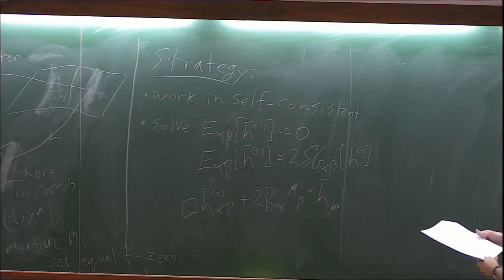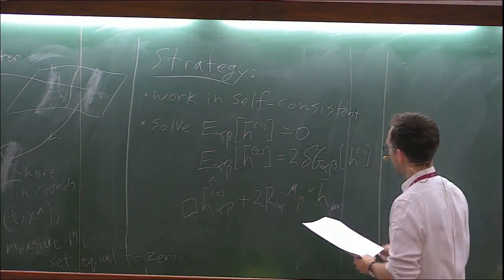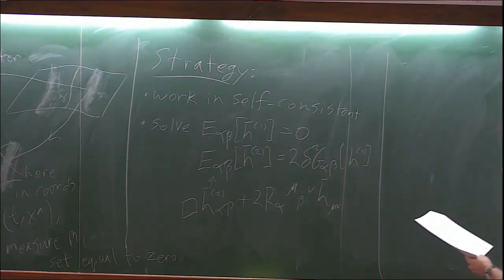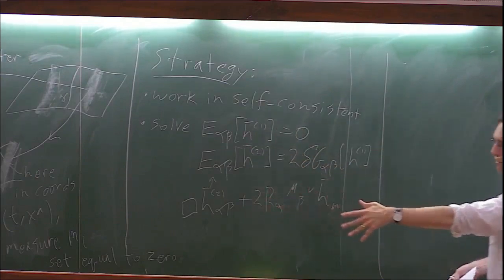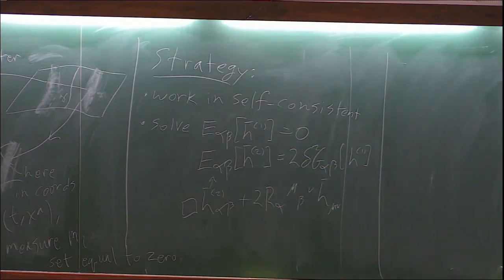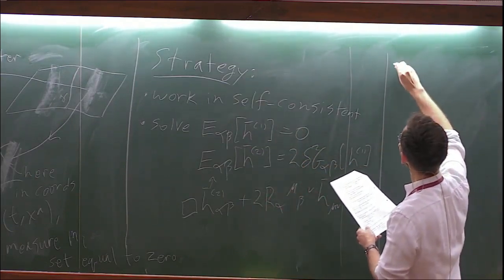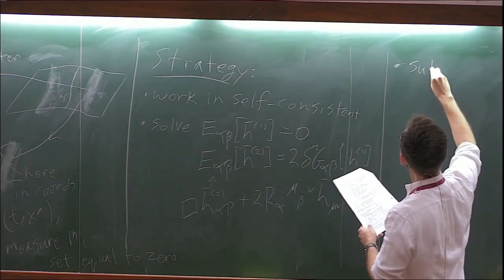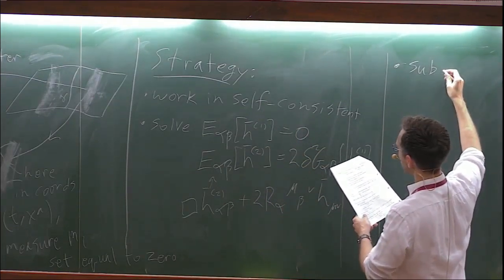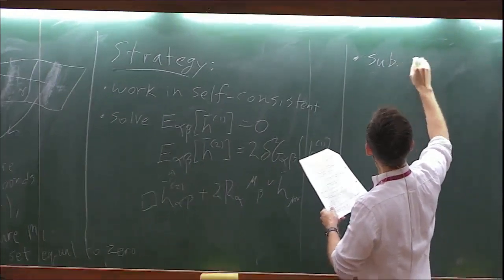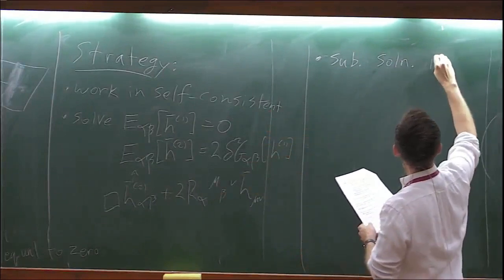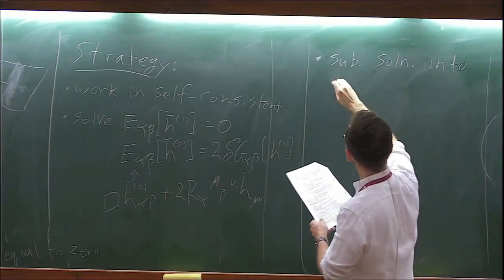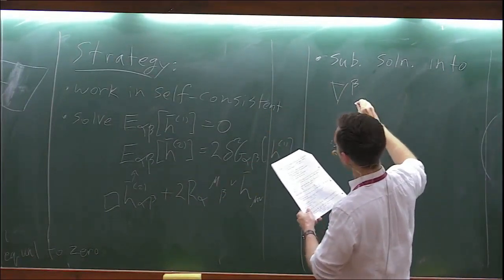Once we've solved these equations, we're not going to completely have determined H1 and H2, because these equations don't contain the full information of the Einstein equation. You're only containing the full information when you also impose the Lorentz gauge constraint. So we substitute the solution we get from this into the gauge condition.